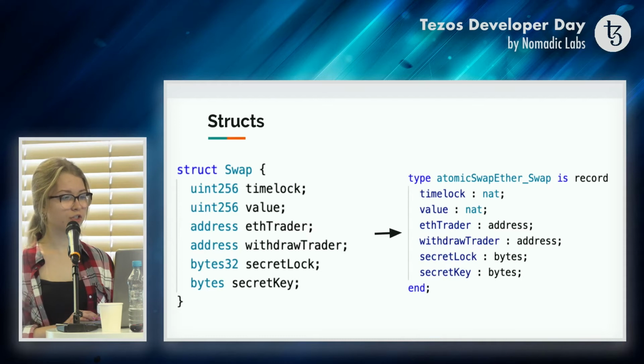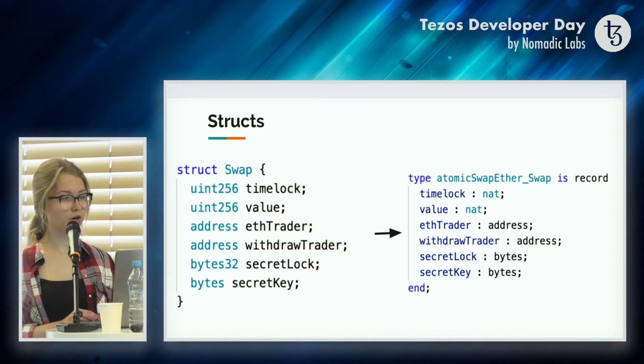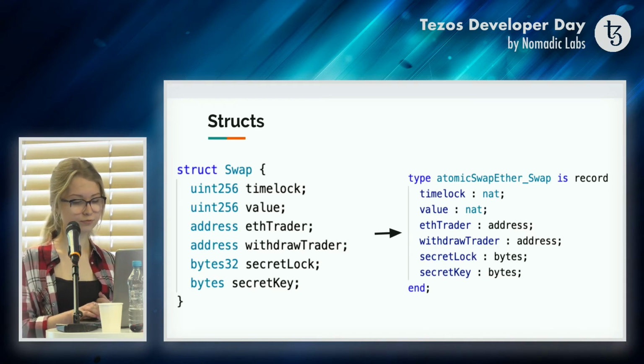Let's start with structures. We need a structure swap, which contains information about the exact swap. Time lock is the time until the value is locked on this contract. As a trader is someone who sends this money. Withdrawal trader, the guy who receives this money. Secret lock is a hash of the secret key, and the one who provides the secret key will receive money. So in the compiled version, we receive a record type that has all fields from the original contract with transpiled types. That means the unit becomes not, addresses remain addresses, and bytes with different lengths become bytes.